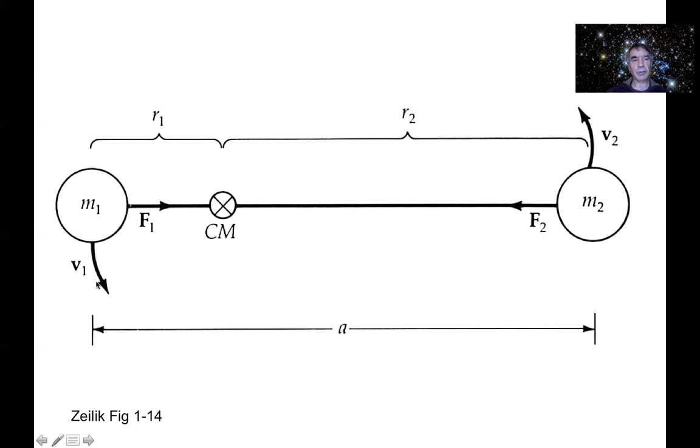And we will also introduce the orbital speed. This is the circular speed, if you like, that star 1 is going around in a circle with a speed v1, and star 2 is going around in a circle with speed v2.